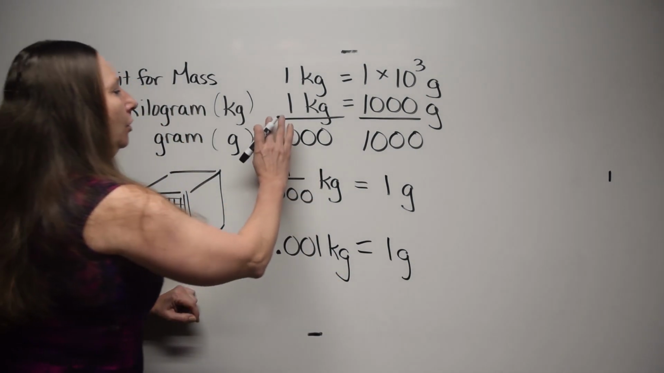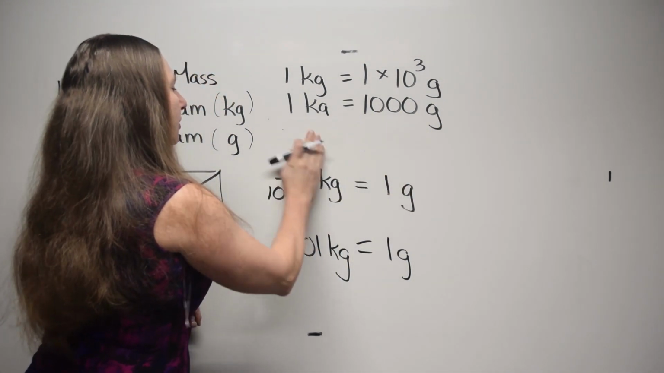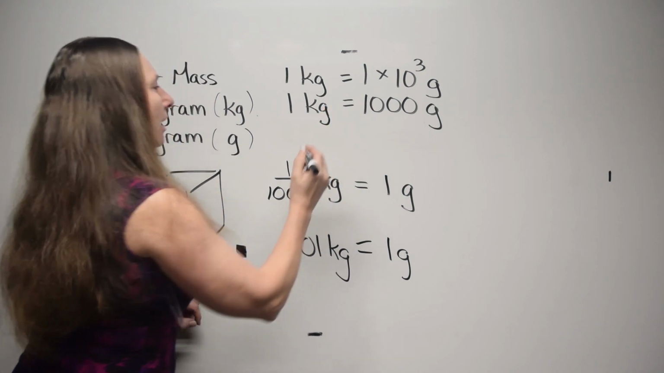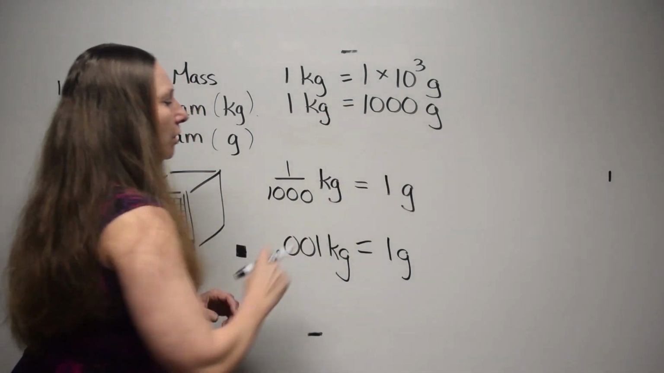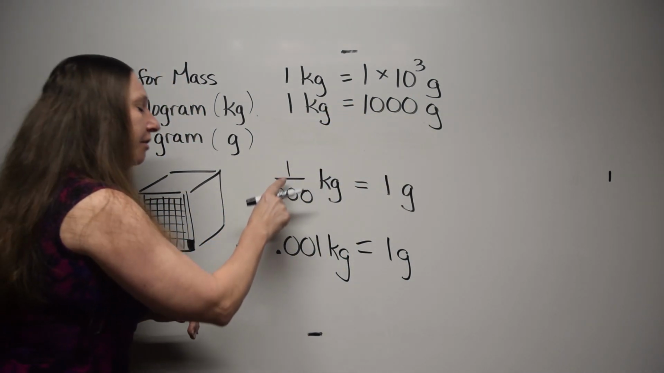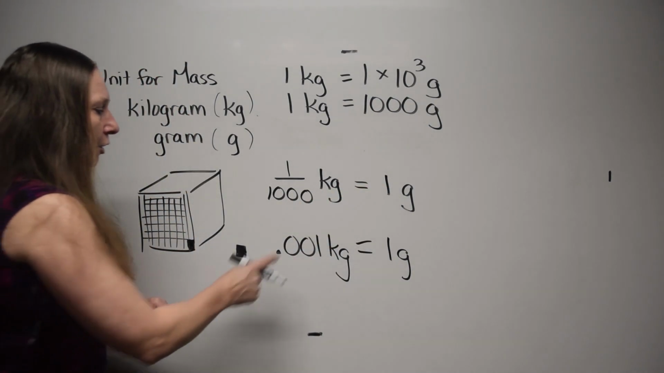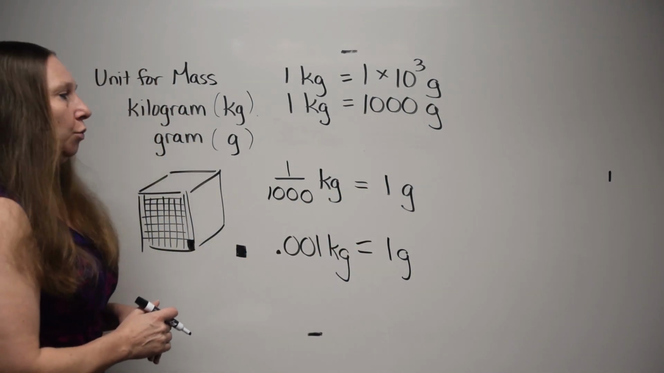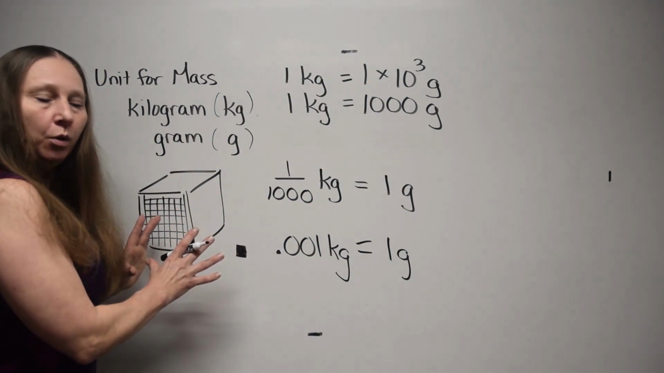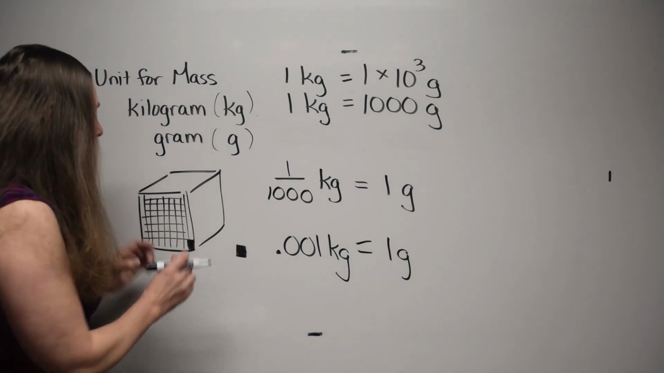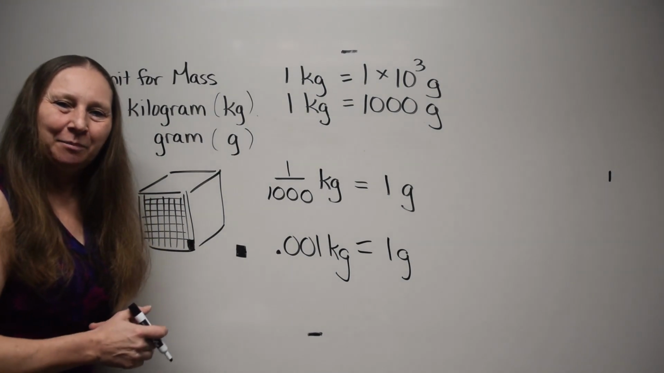All right, and really, all of these equalities here are saying the same thing. 1 kilogram is 1,000 grams, 1,000th of a kilogram equals 1 gram. They're really all saying the same thing. The kilogram is the big one, the grams are the little ones, and there are 1,000 of these little ones in the one big kilogram.